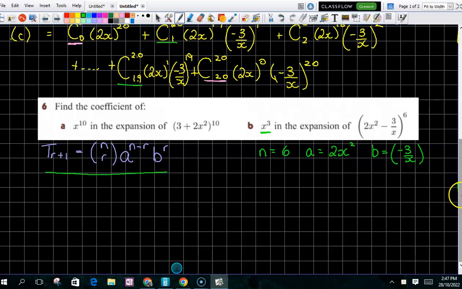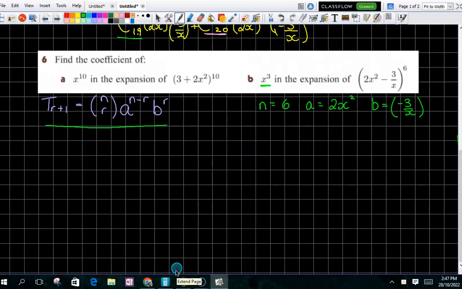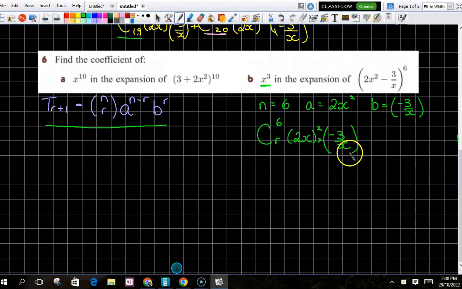So we put in and we find our general term. Right? Here goes. So our general term will be what? Well, I like to go C, 6, we don't know what r is yet. That's what we're going to try and find. 2x squared. And then we're timesing by the b value. And that has to be to the 6 take r. And then we've got minus 3 over x, and that has to be to the r.